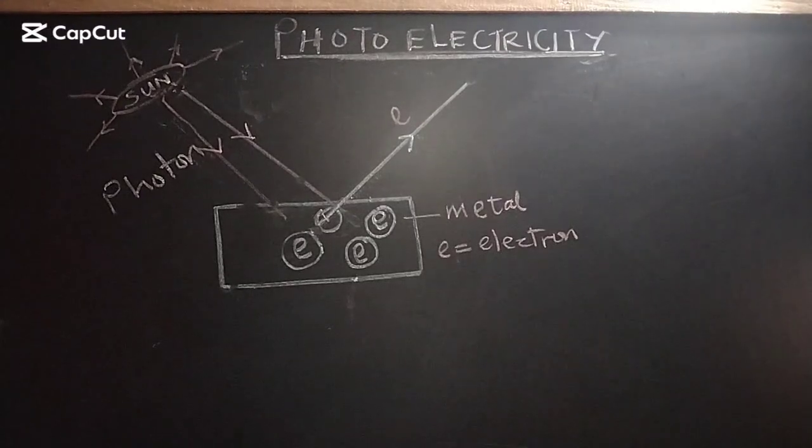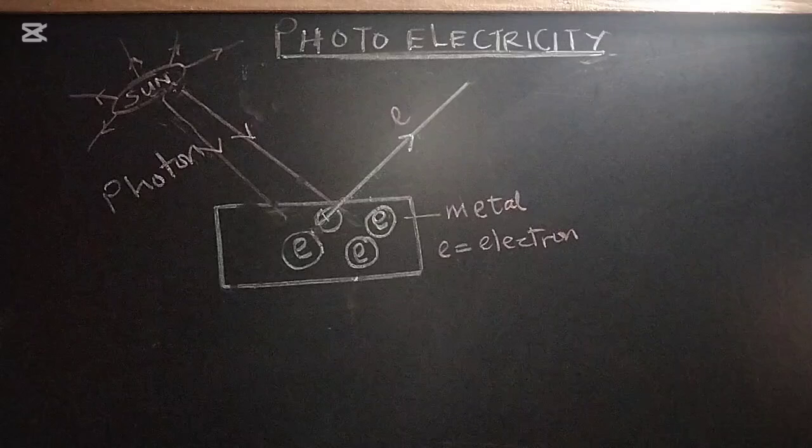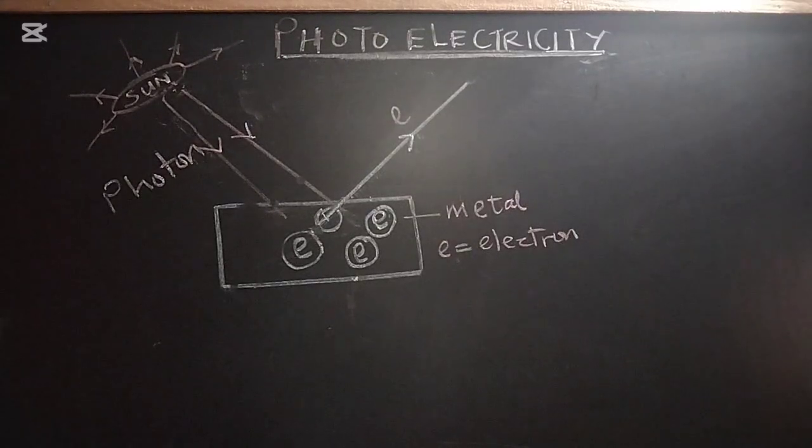Today, we are not just going to solve problems, we are going to look at a very important topic, photoelectricity. We have photo, then we have electricity. So the diagram on the board displays a sun. That's the sun in the atmosphere there.